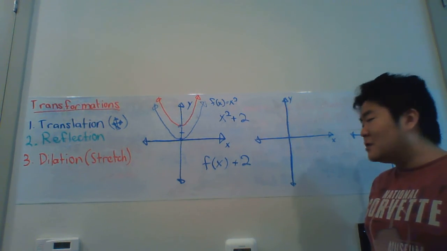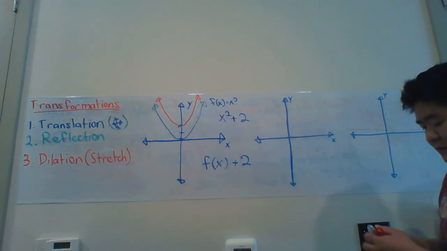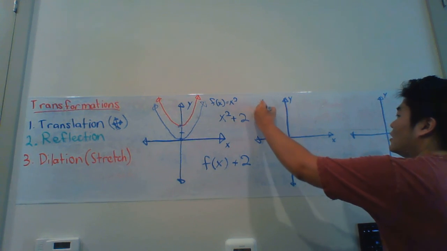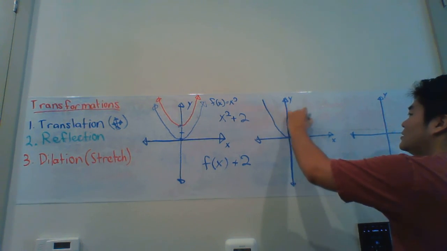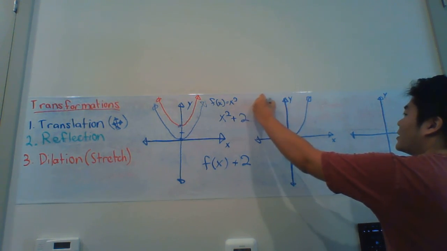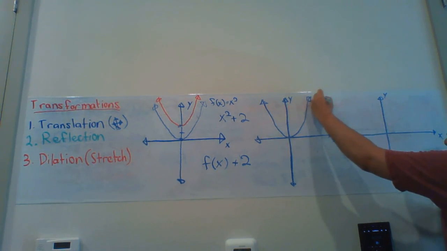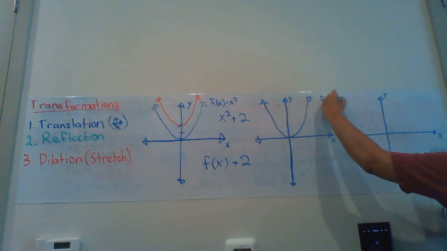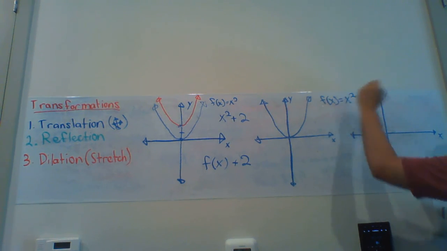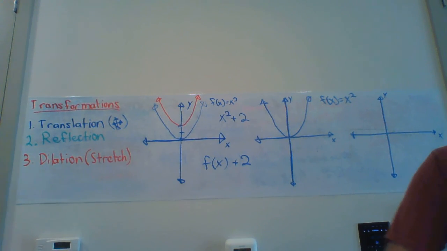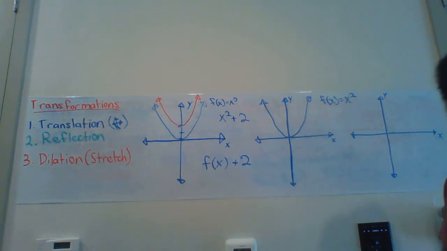Let's see how we would do it if we were translating left and right. So I'm going to start with my base function, like always. Always start with that parent function, the parabola. And of course, we start with f of x equals x squared, because that's what the function is, right? And then let's use green. I said I was going to move it left and right, so let's move it to the right.